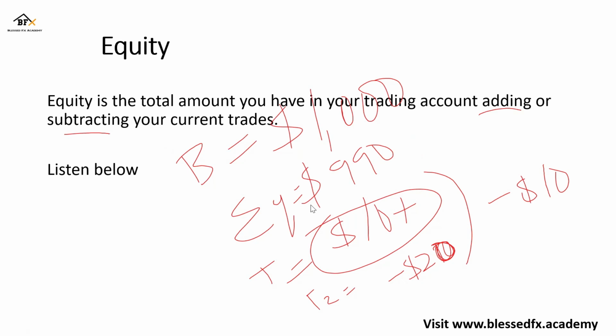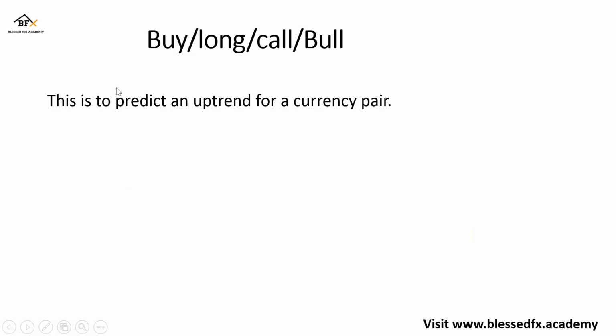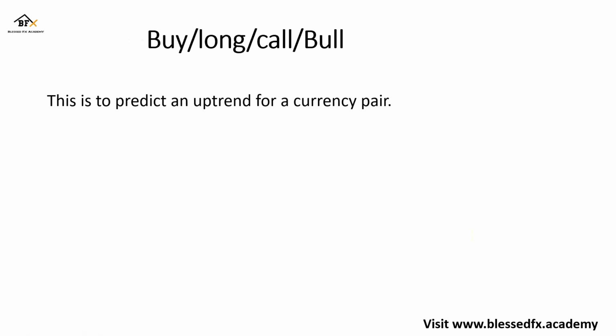So, like I said, you will see that on the video on MT4, MT5. Pretty straightforward. When we say buy or long or call or bull, it simply means to predict an uptrend, to predict that the market is going to go up, right? The opposite is sell or short or put or bear, right? So if you hear anything like bearish market, it means the market is downtrend, the market is going down. Bullish market, the market is going up, right?